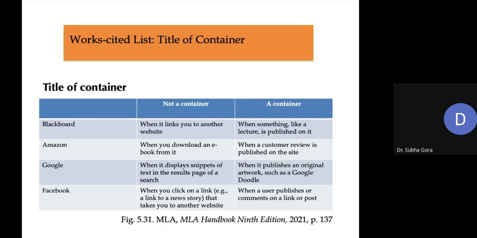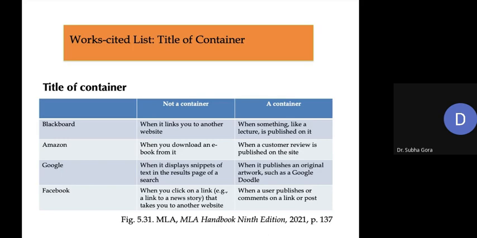Let's say you have saved a PDF article in the Dropbox app. Do you consider it as a container? No, because the PDF article is published elsewhere. The app is merely helping you to store it there; it did not publish the PDF article. So your Dropbox app should not be cited. Whereas the source from where you have collected your particular article and stored in your Dropbox, that source is the container.